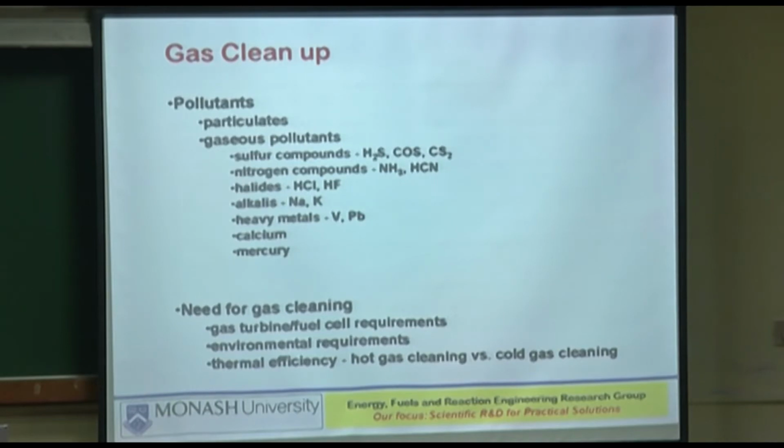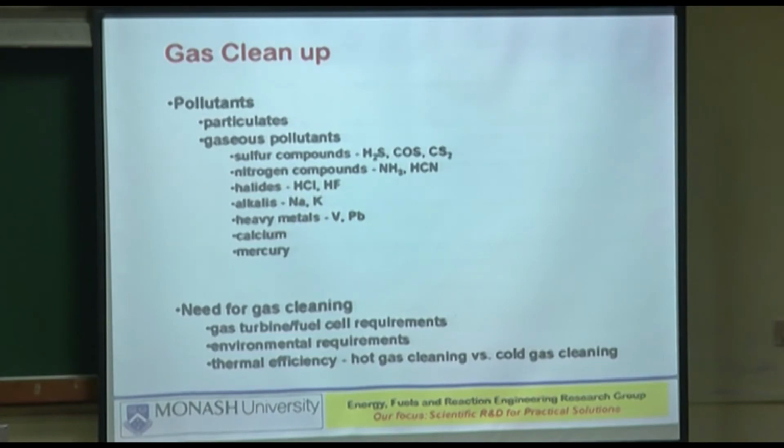Then you have the alkalis. Alkali vapors definitely come out as long as the gas temperature is above 600 Celsius. All the sodium and the potassium species. This could be hydroxides of sodium, of course sodium chloride as well, and a few other species in smaller fractions.